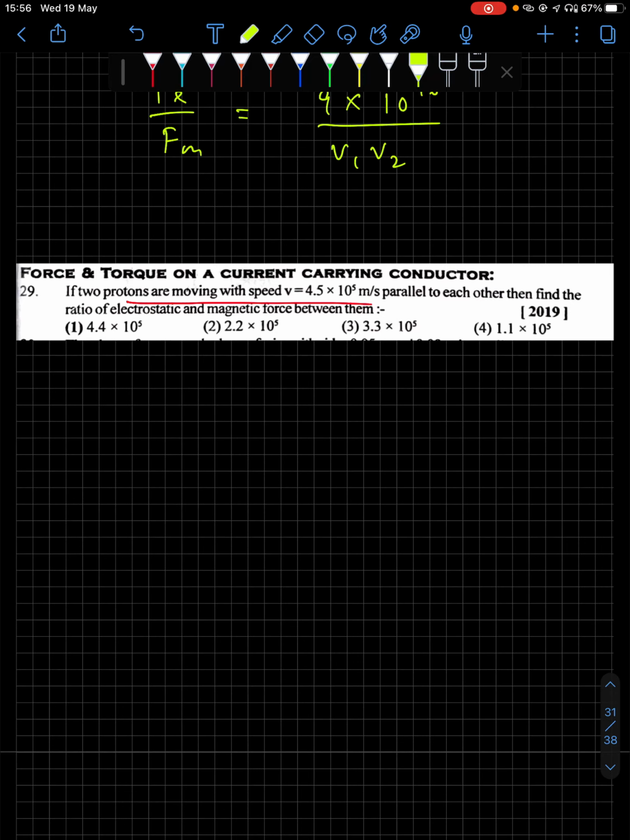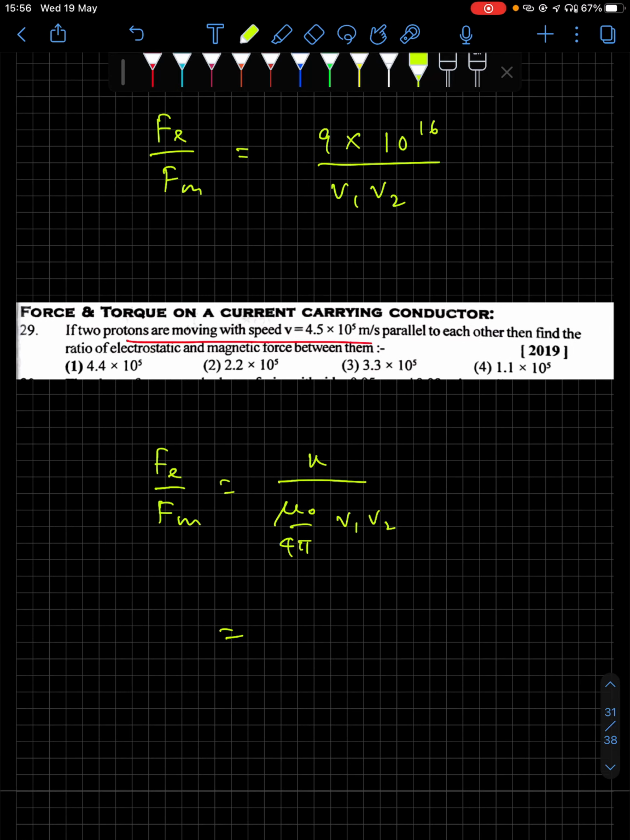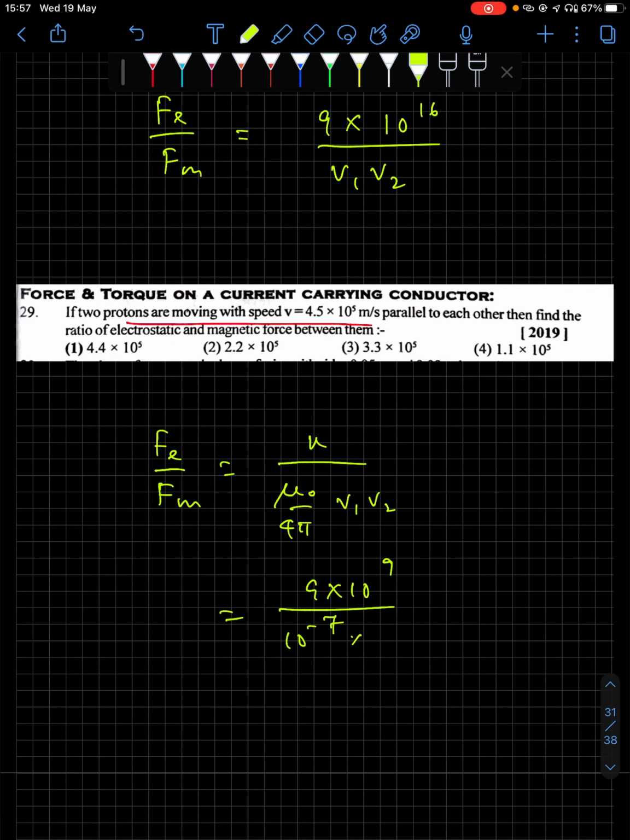So without going into much detail, let's get into the relation directly. Fe by Fm is equal to K by mu naught by 4 pi V1 V2. So K is like 9 into 10 to the power 9, divided by 10 to the power minus 7, mu naught by 4 pi is 10 to the power minus 7.